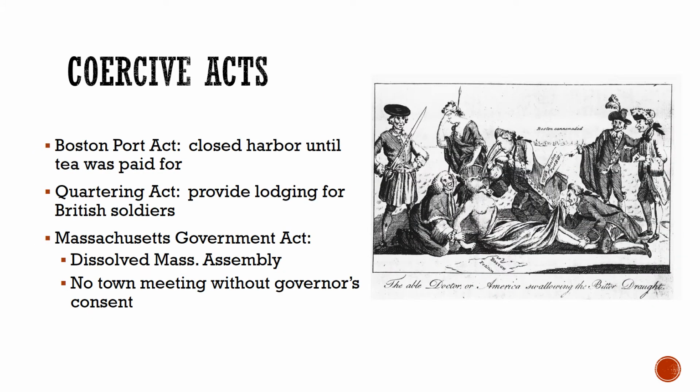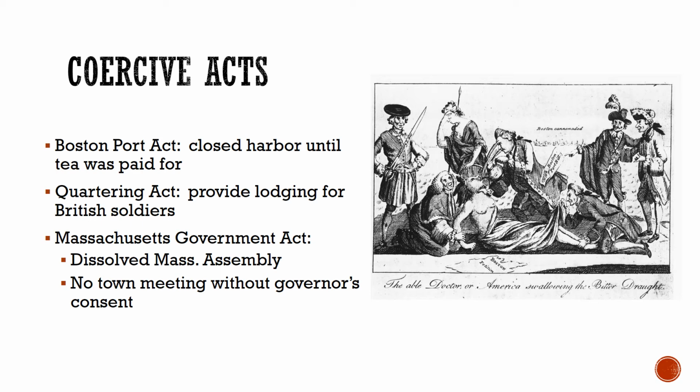In 1774, Parliament enacted punishment through the Coercive Acts. So this is a response to the Boston Tea Party. The colonists are going to call the Coercive Acts the Intolerable Acts. The Boston Port Act closed Boston Harbor until the tea was paid for.